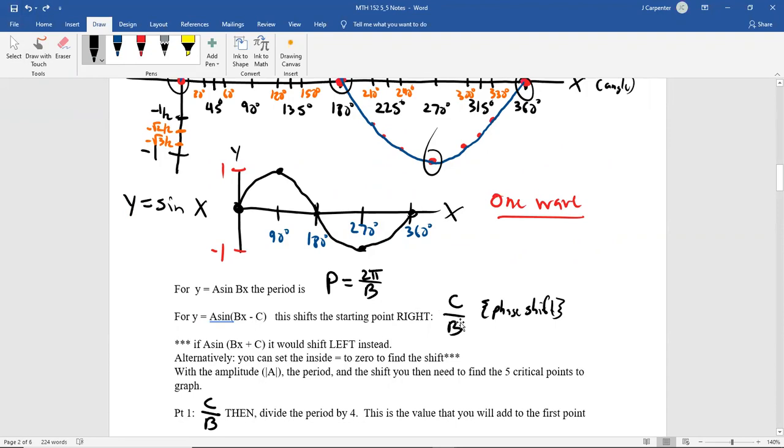So we said C over B is the phase shift. Remember to be careful that the sign is opposite of the direction of the shift. It's a common theme in math. A is the amplitude when you take the absolute value of it. And then the period was 2 pi over B.